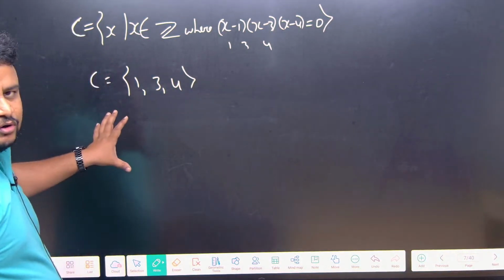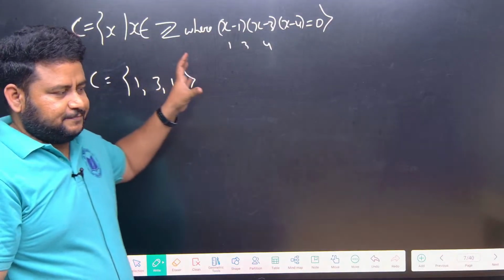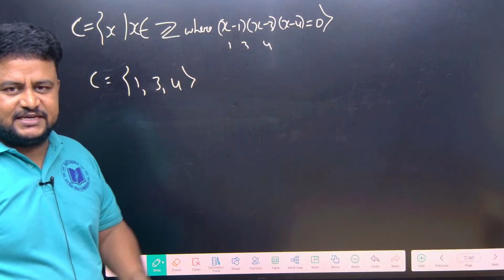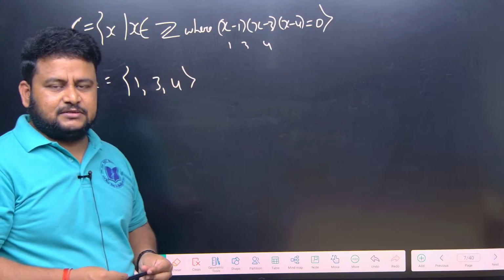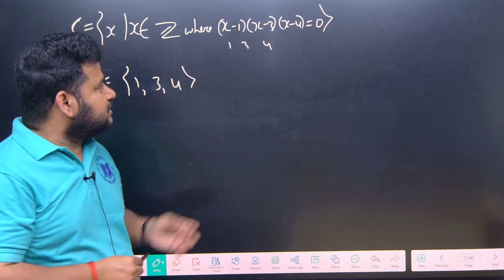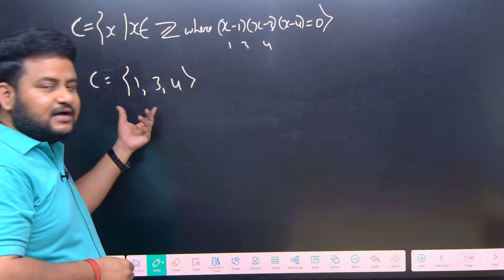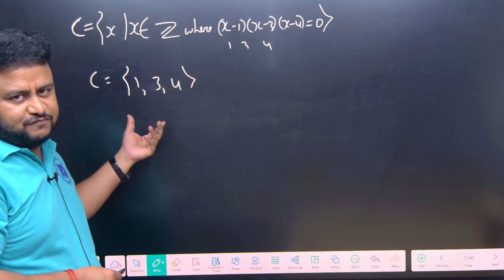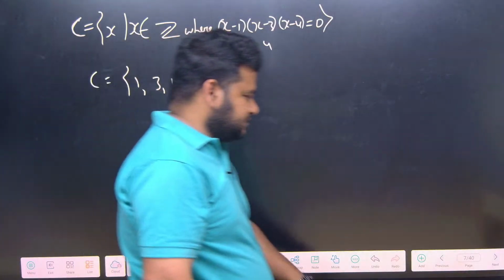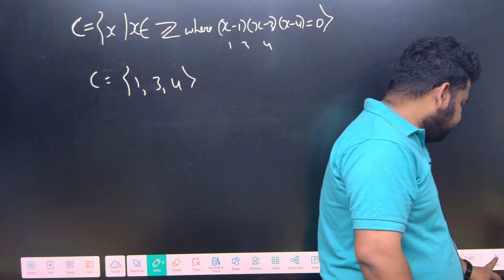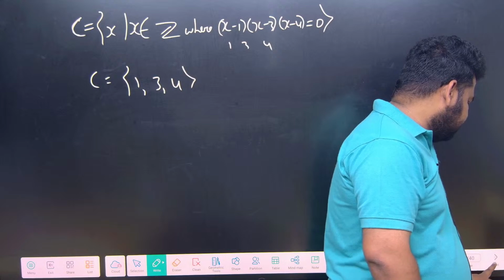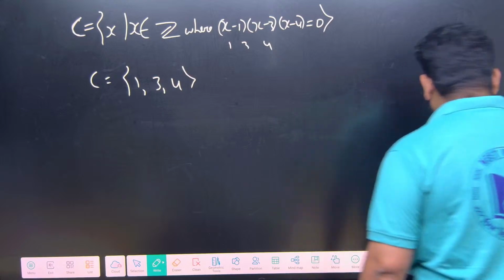This is how you will decode. In most of the questions in competitive exams, be it JEE Mains, EAPCET, KCET, whatever exams, they will not directly give the elements, they will give it in set builder form. You have to decode it and get the elements in roster form. Clear, friends? So till now we studied what a set is, and how a set can be represented: one is roster form, another one is set builder form.